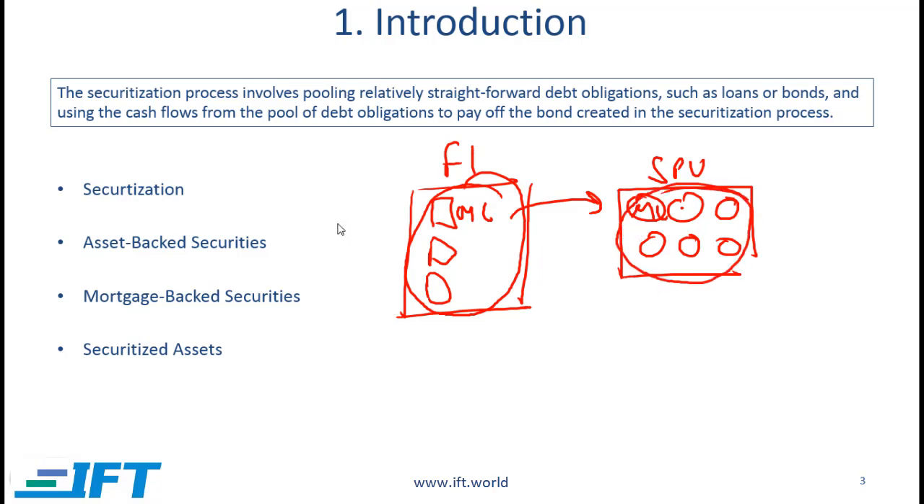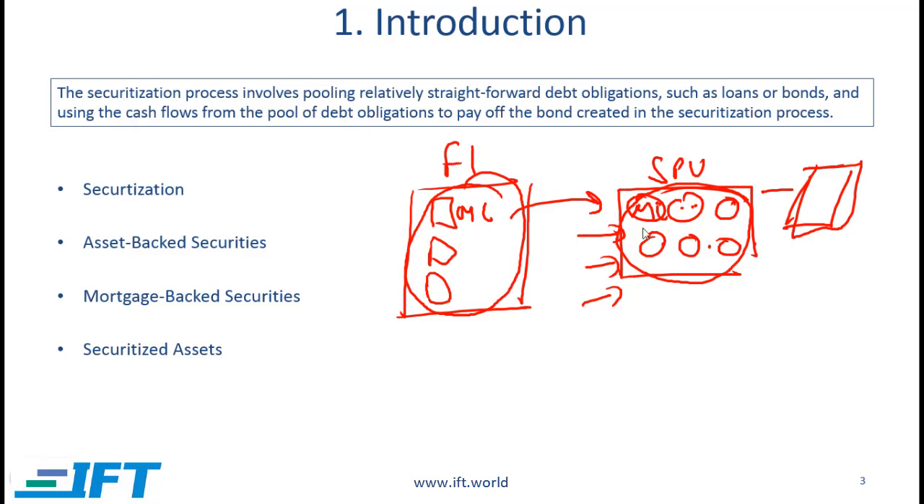Now, when homeowners make their mortgage payments, those payments come to the special purpose vehicle. This special purpose vehicle issues bonds called mortgage-backed securities, and the payments to these bondholders come from these particular assets. And now this definition will make more sense.